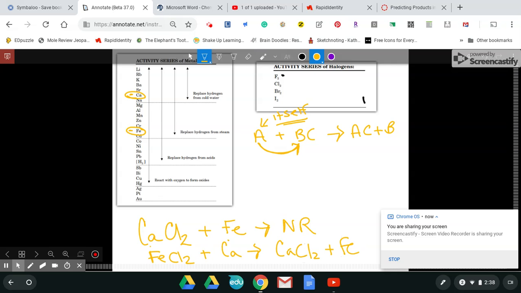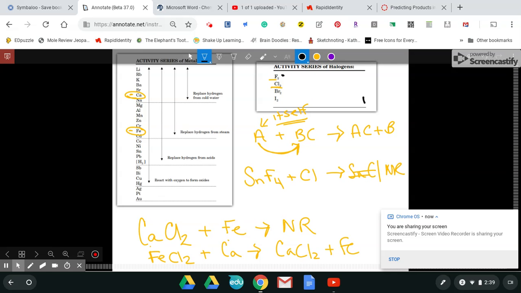Let's look at another one. Let's do our halogens. Let's say that I've got tin fluoride plus Cl, all right? And that's going to turn into SnCl. Well, sorry, no, that cannot replace. If you'll notice, here's chlorine and here's fluoride. It cannot take place because chlorine is below fluoride. So this would be a no reaction.